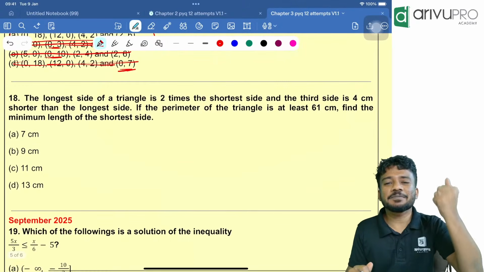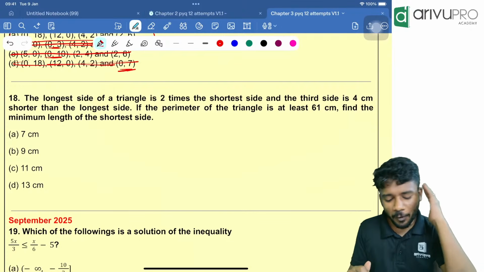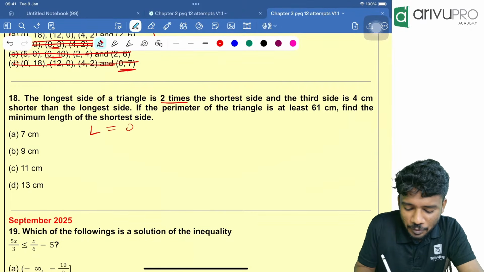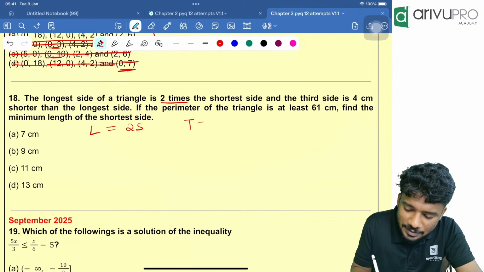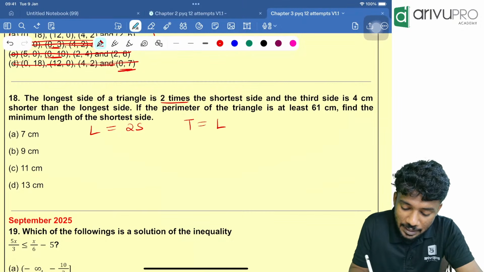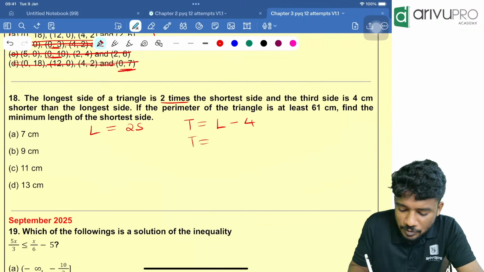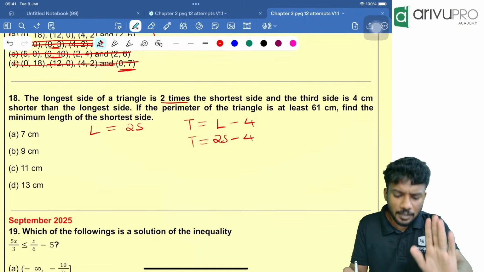Now, a similar question we already solved. The longest side of a triangle is 2 times the shortest. That means L is equal to 2 times S. And the third side, T, is 4 centimeters shorter than the longest side. That means L minus 4. So I can write that in terms of the shorter side: T is 2s minus 4. Done.